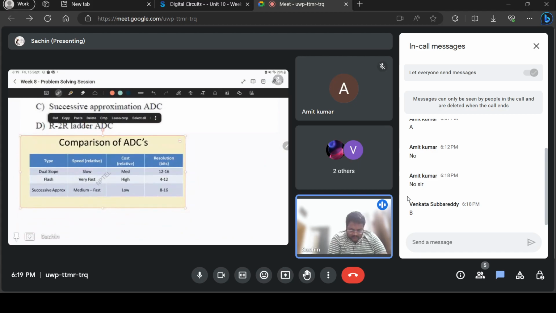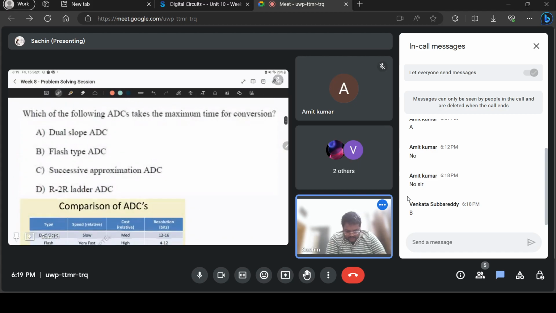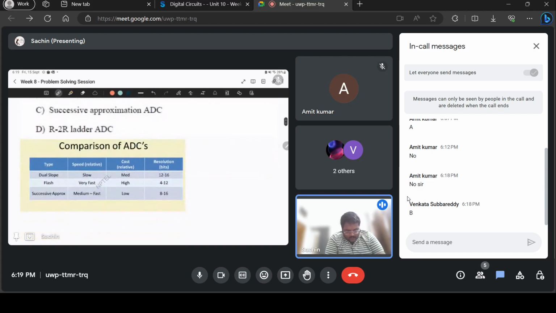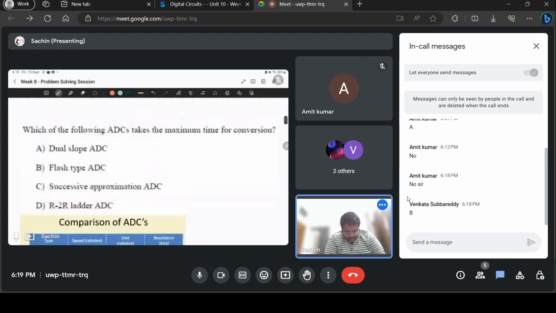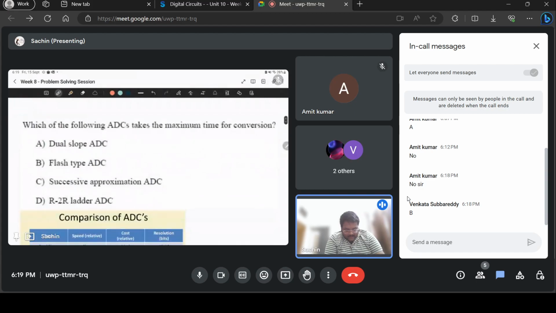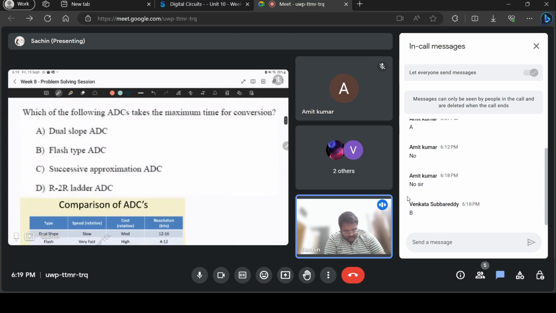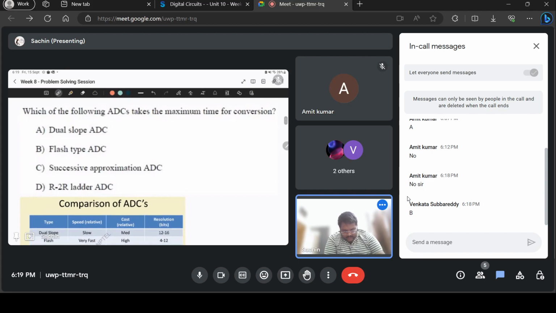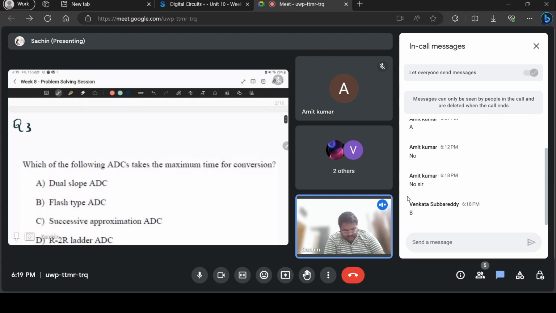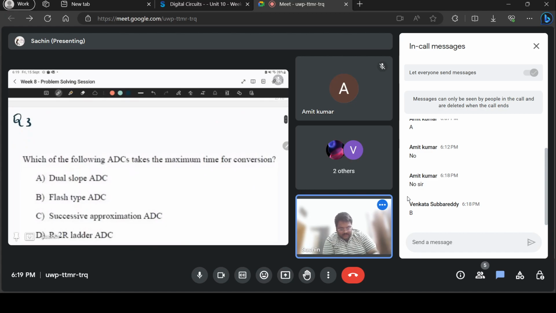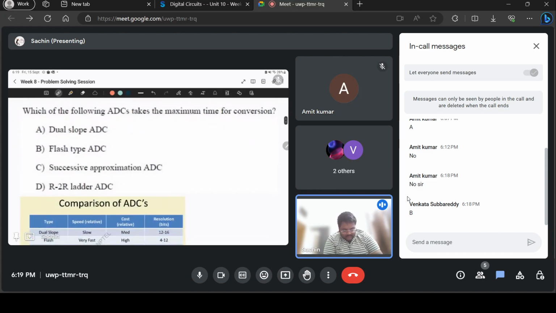So you can see there are 4 options, out of which the last option they are calling an R2R ladder ADC. We haven't really seen any R2R ladder ADC. We have seen an R2R ladder DAC. So that option is wrong. It can't be that option, at least not for your assignment purposes. We won't ask you things that are not there in the course material.